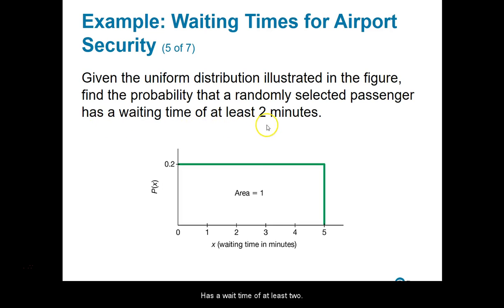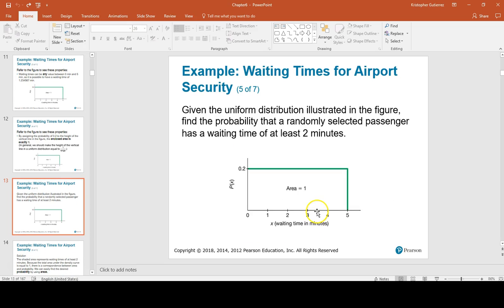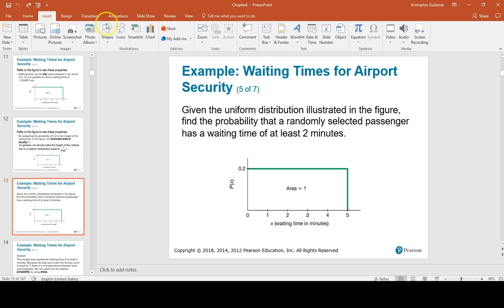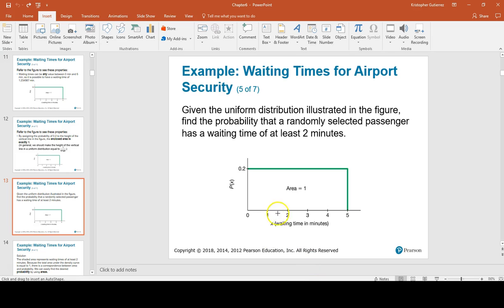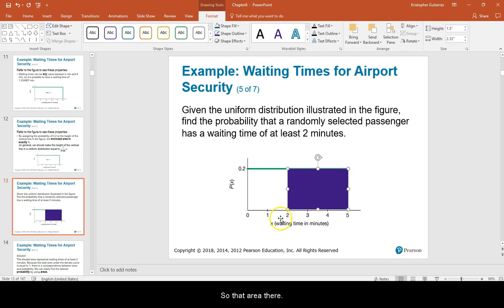Alright. Given the uniform distribution listed in the figure, find the probability a randomly selected passenger has a wait time of at least 2 minutes. Now, at least 2 minutes means we are going to look at the area from 2 to 5. In order to illustrate that, let me insert a shape. This will give us an idea. So between 2 and 5 minutes, that area there is our probability.